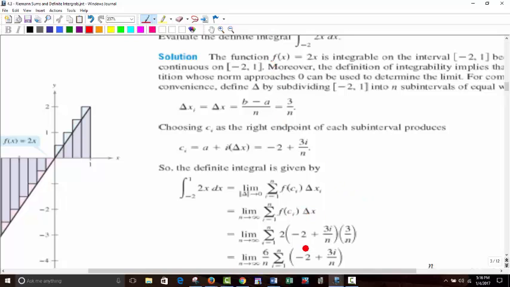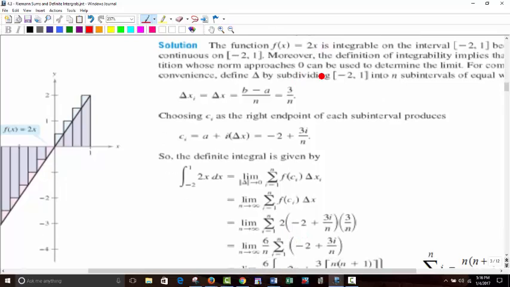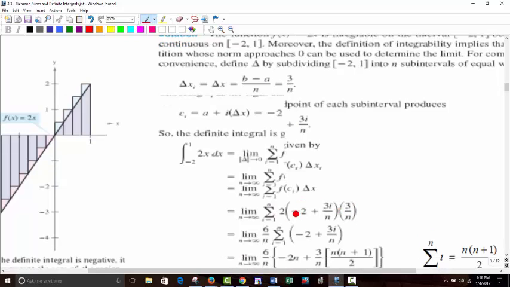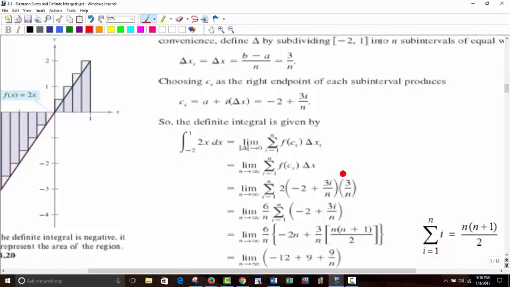All right. Now, the function here is 2x, and x is represented as this right here. Each c_i value is your x, so it's -2 plus 3i over n. The 2 is from the 2x, there's your x right there, and then the 3 over n is your delta x. So we have all this multiplied together as i goes from 1 to n, however many n rectangles.